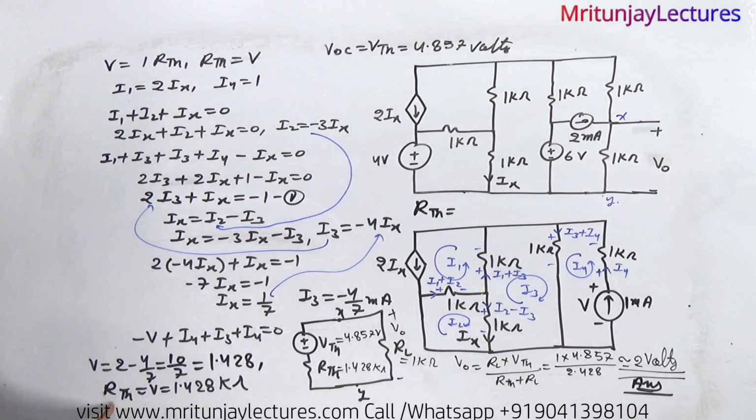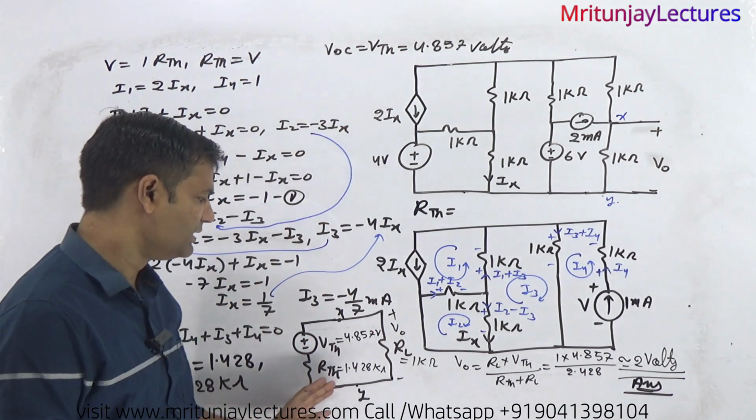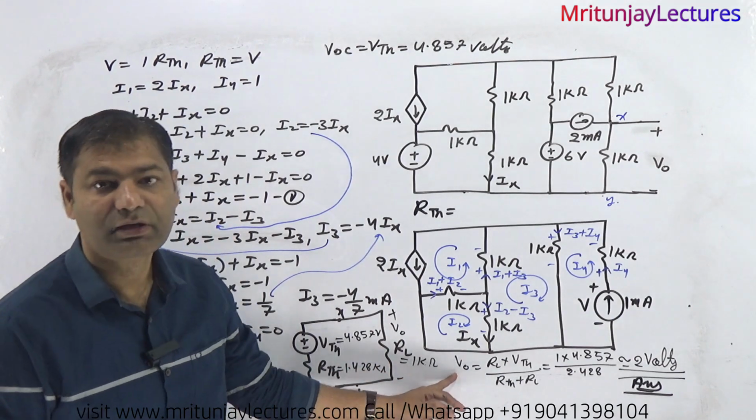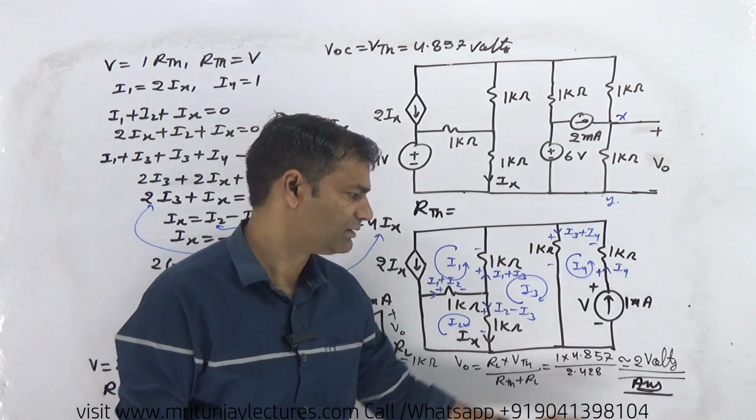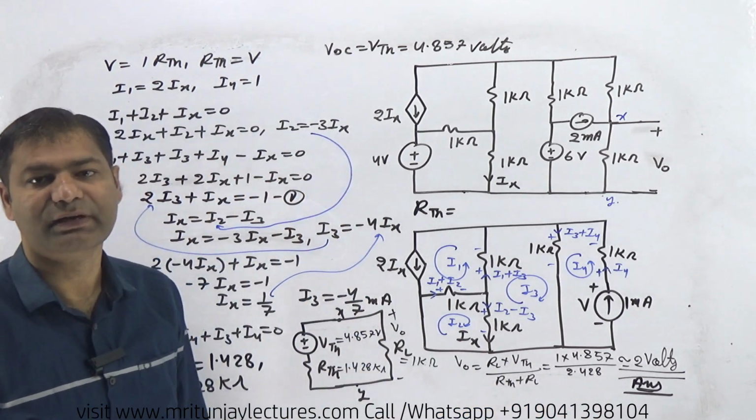Okay, so RTH is 1.428. After that, put this value and this value here, then apply the voltage divider: V0 is RL into VTH divided by RTH plus RL, and we find the answer, 2 volt, is the final answer.